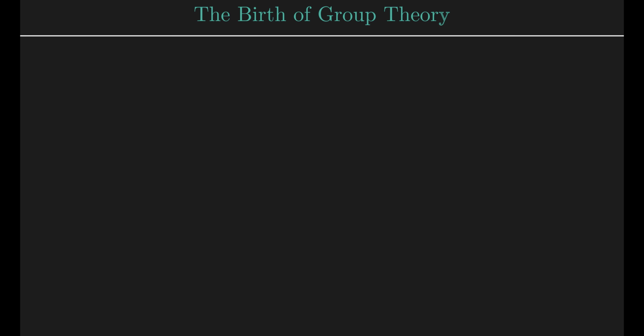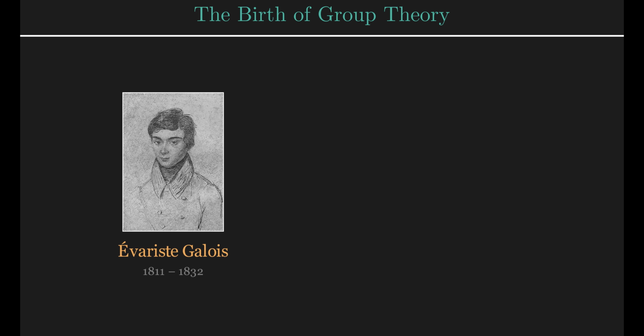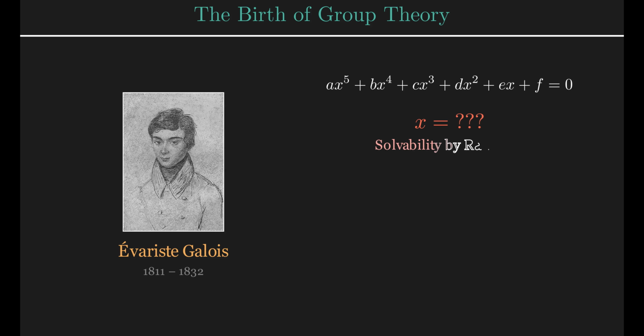Historically, this theory was born from a specific and very difficult problem. The story begins with the brilliant and tragic genius Évariste Galois. We are all familiar with the quadratic formula, which gives us the precise roots for any equation of degree 2. But for centuries, mathematicians struggled with a harder question. Is there a similar master formula for equations of degree 5 or higher? This is the problem of solvability by radicals.